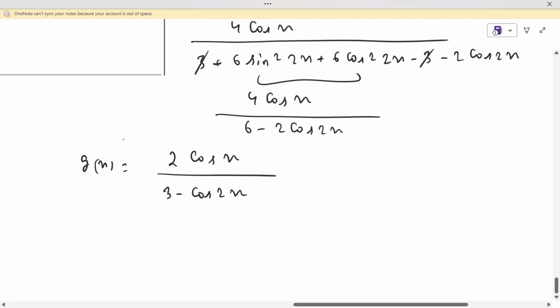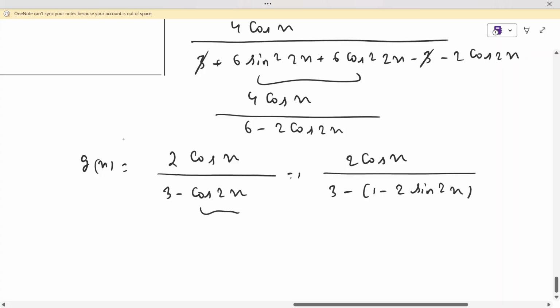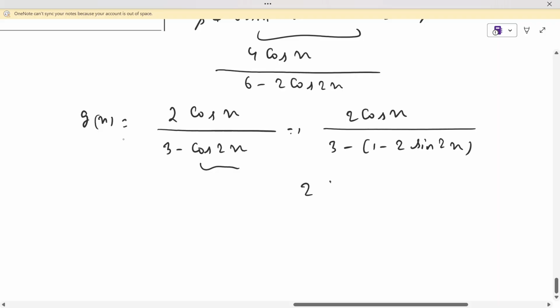Then I will simply write cos 2x as 1 minus 2 sine square. So this is 2 cos x divided by 3 minus 1 minus 2 sin square, fine. So I write this as 2 cos x divided by 2 plus 2 sin square.